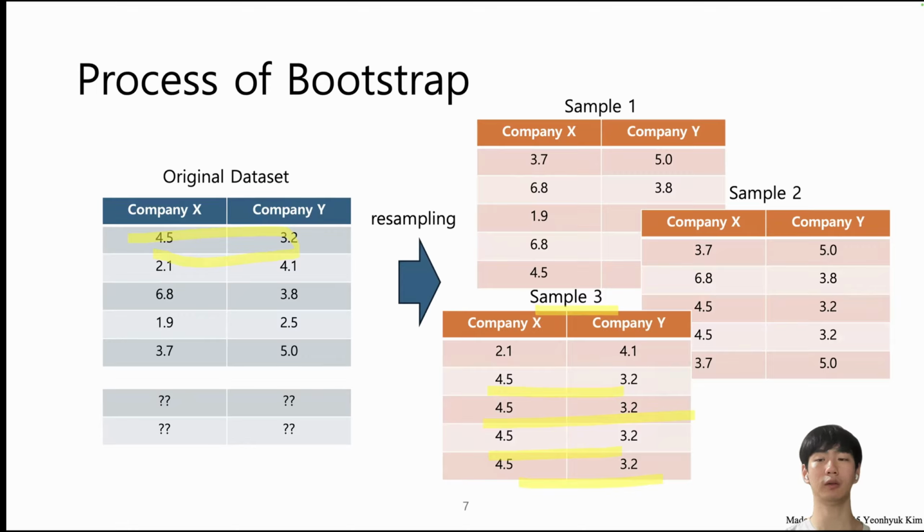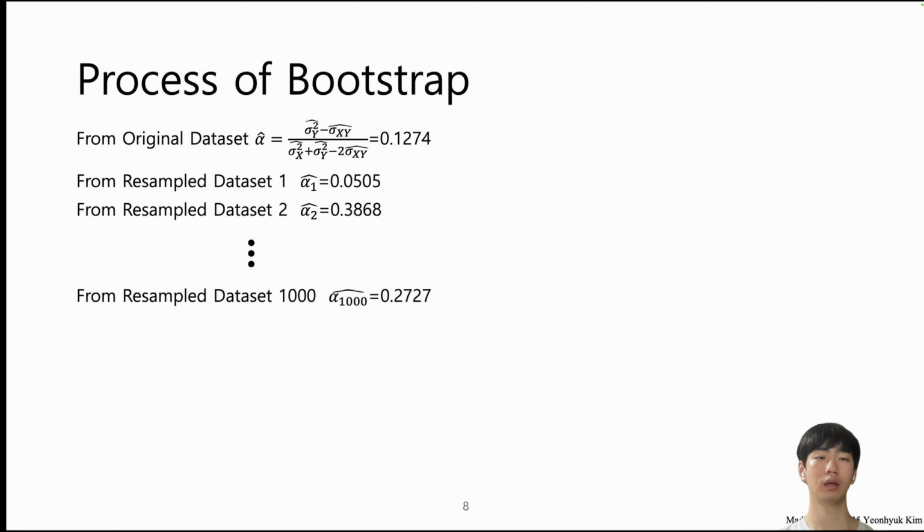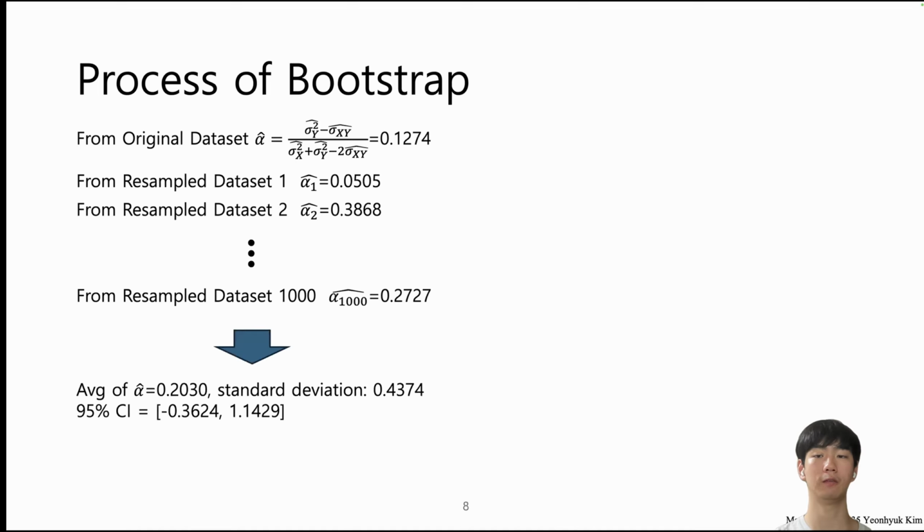We can calculate the alpha with the generated datasets. From the first resampled dataset, the alpha is 0.0505. It's really low. The second one is 0.3868. And we do this many times, like 10,000 times. With this many alphas, we calculate the average, standard deviation, and 95% confidence interval. And the result is like this.